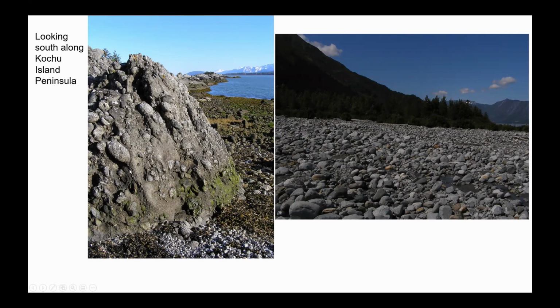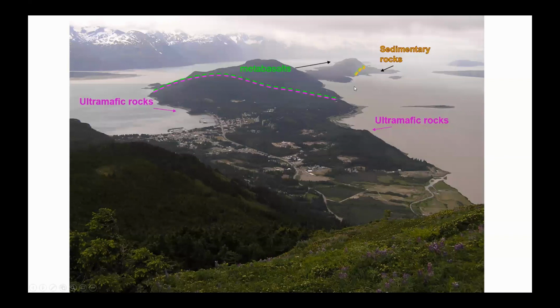So Cochu Island conglomerate was a beach like this, or alluvial fan like this, I don't know, tens of millions of years ago or longer. I don't believe there's a date on them. Okay, so that was the sedimentary rocks. Now let's look at this middle part of the peninsula here, which is in the green. Those are metabasalts for the most part.